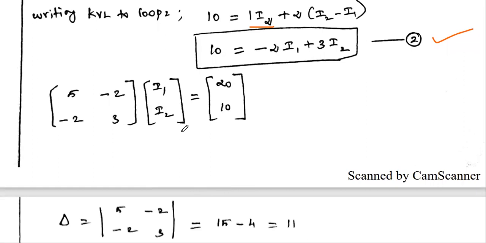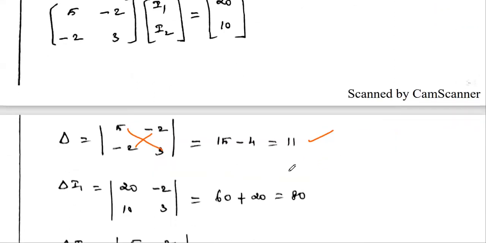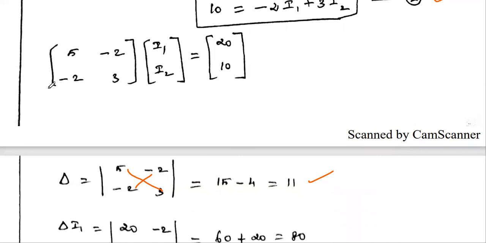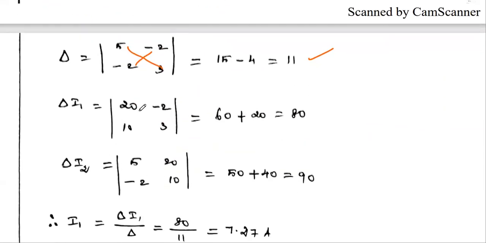Okay. Then after writing it in matrix form, you just find the determinant value of this 2 by 2 matrix. Okay. So 5 into 3 minus (minus 2 into minus 2). So we can get the answer 11. Similarly, del I1, what is del I1? In this 2 by 2 matrix, you replace the first column by the constant values 20, 10. So we get 20, 10, minus 2 and 3. So you just find the determinant value. So you may get 80.